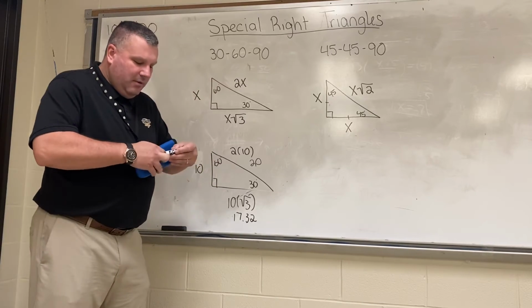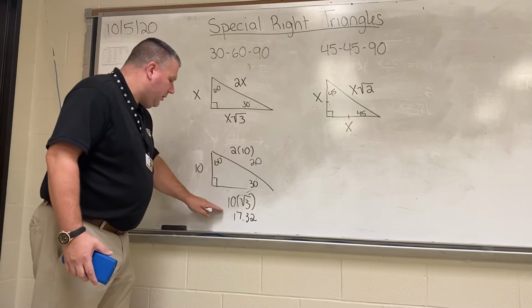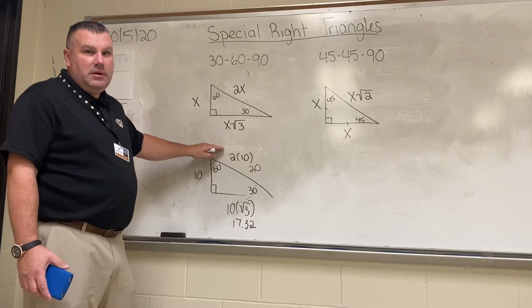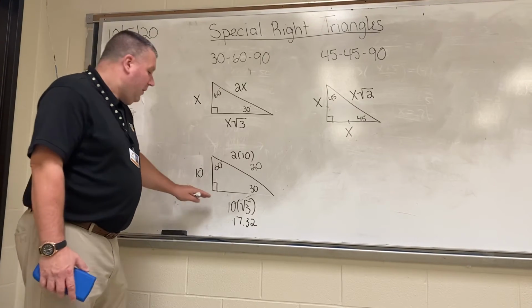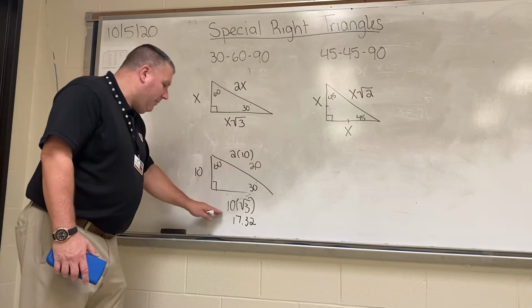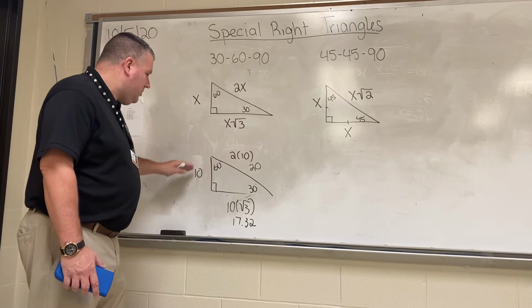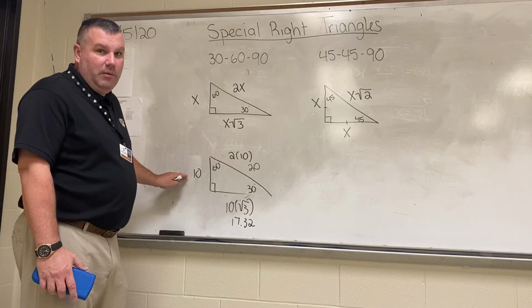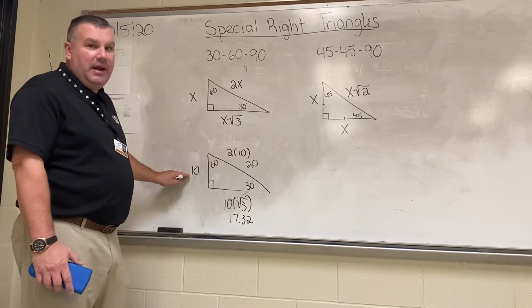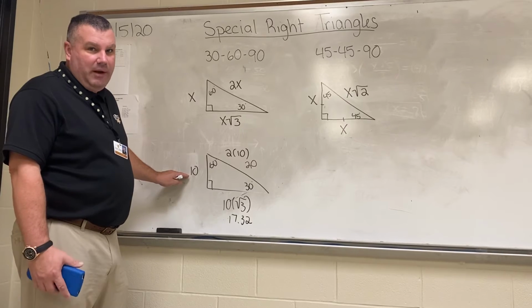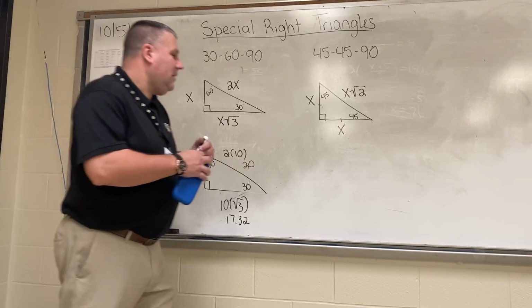Okay? Now, there's no way to go from the long side to the hypotenuse. You always have to go through the short side. Okay, so if I wanted to go back from the hypotenuse over here to the short side, I would divide by 2. To go back from the long side to the short side, I'd have to divide by the square root of 3. Okay?